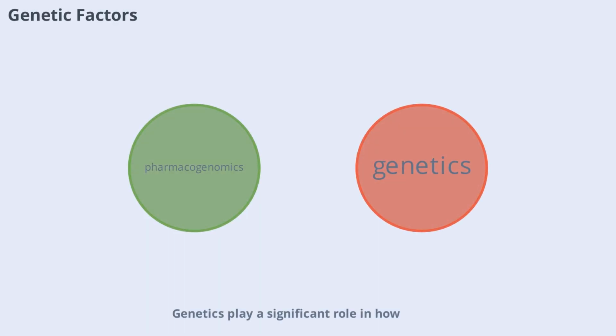Genetics play a significant role in how drugs are processed and how individuals respond. Some people metabolize drugs faster or slower due to genetic variations, affecting both effectiveness and risk of side effects. Pharmacogenomics is the study of these genetic influences, paving the way for more precise and personalized treatments.